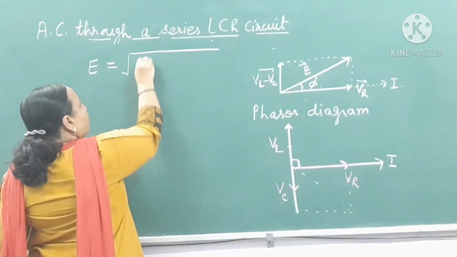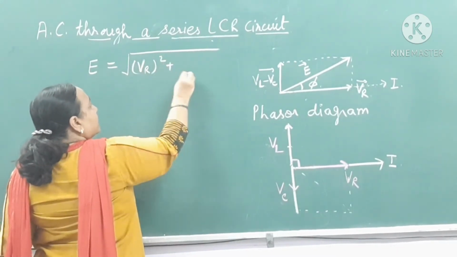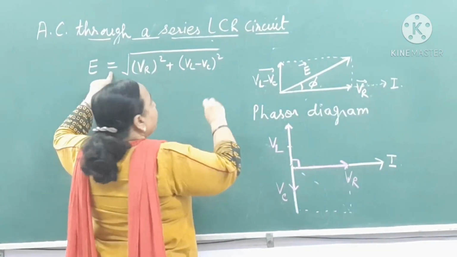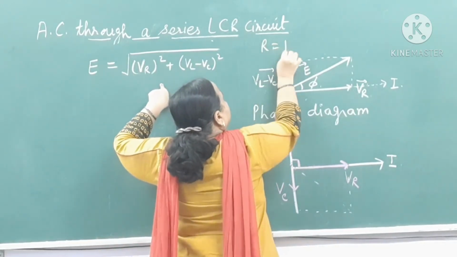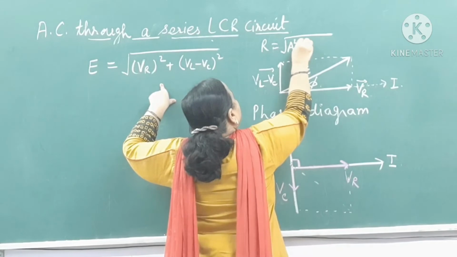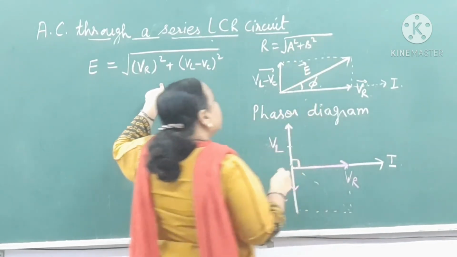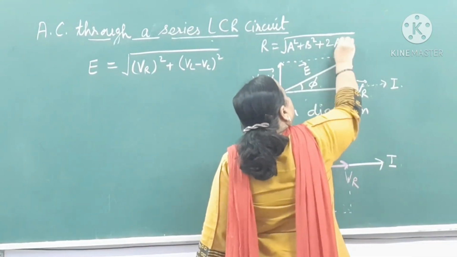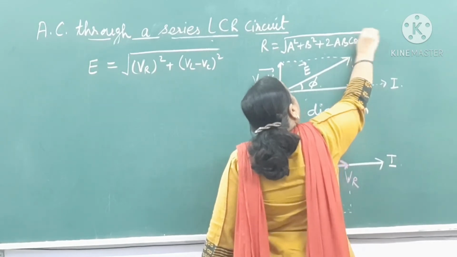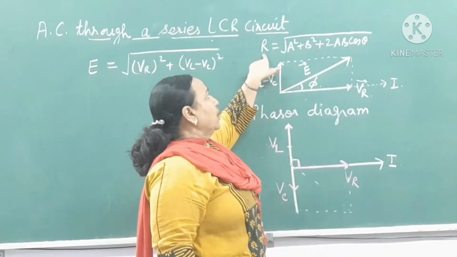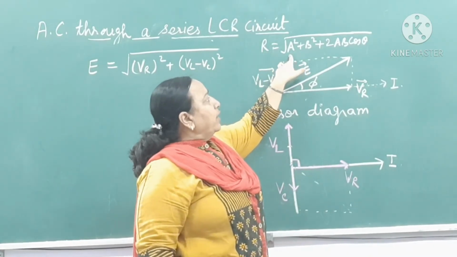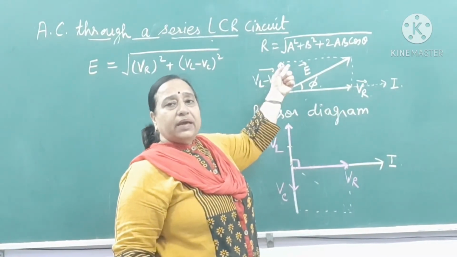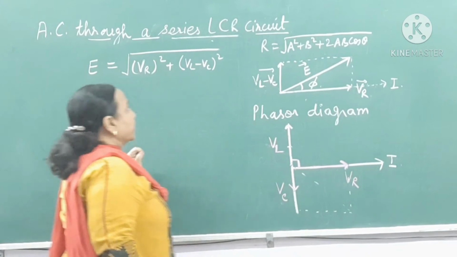This is square of first vector plus square of second vector, VL minus VC whole square. Here we have used the formula for the resultant of two vectors, that is under root of a square plus b square plus 2ab cos theta. This is the expression obtained by the parallelogram law of vector addition.